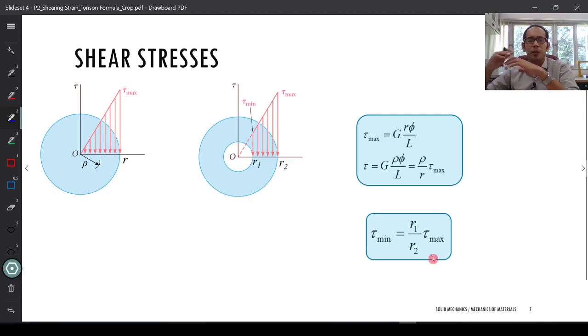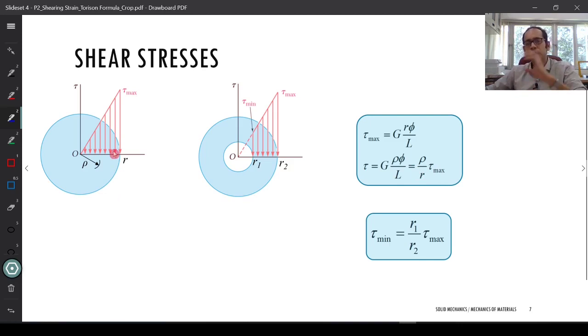Now coming back to imagining how this tau varies. As you see in this figure, and as we just derived, the maximum tau happens when rho equals r, that is at the extreme periphery where you have the tau max, and at the center where rho equals 0, this expression vanishes, tau equals 0, and in between you have the linear variation. And why is it linear? Because tau varies linearly with rho over here, right?